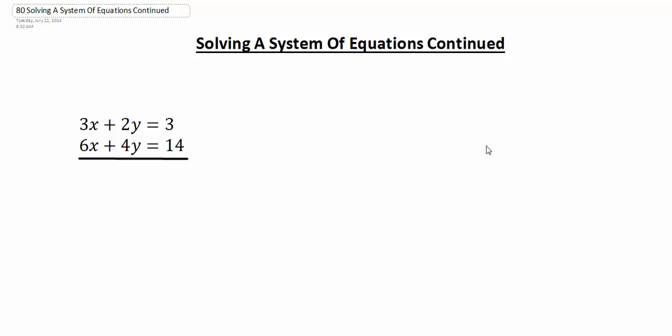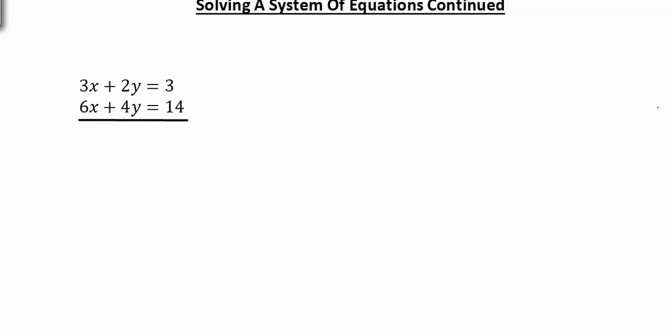This video is going to look at two special cases of solving a system of equations. And the first system we have here is 3x plus 2y equals 3 and 6x plus 4y equals 14. And I'm going to set this up solving using elimination. And that means I want to add the two equations together to cancel out either the x or the y variable.